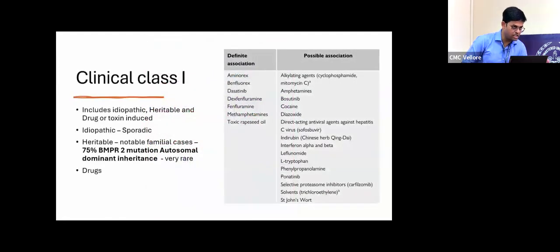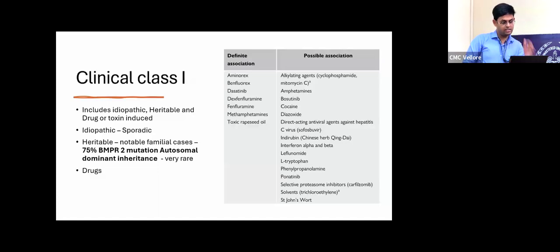Clinical class 1, as we have discussed before, includes idiopathic, heritable, and drug or toxin induced. Classically, as you have seen from our UG days, we used to see fenfluramine from age-old days when it was used for weight reduction therapy. It caused pulmonary hypertension. So these are the definitive drugs associated with pulmonary hypertension. Methamphetamine, nowadays we see many drug seizures happening with methamphetamine. We are yet to see this population.